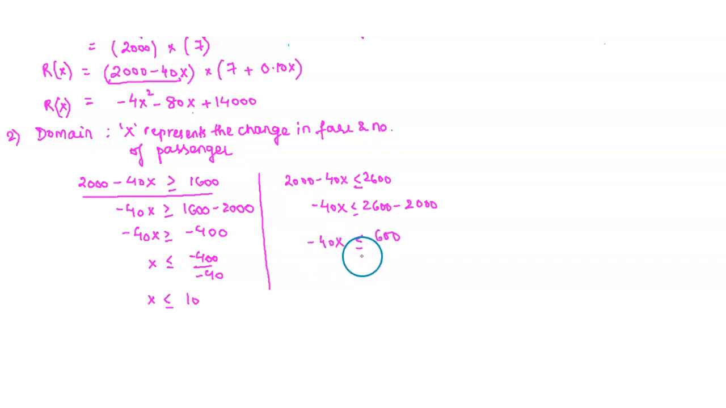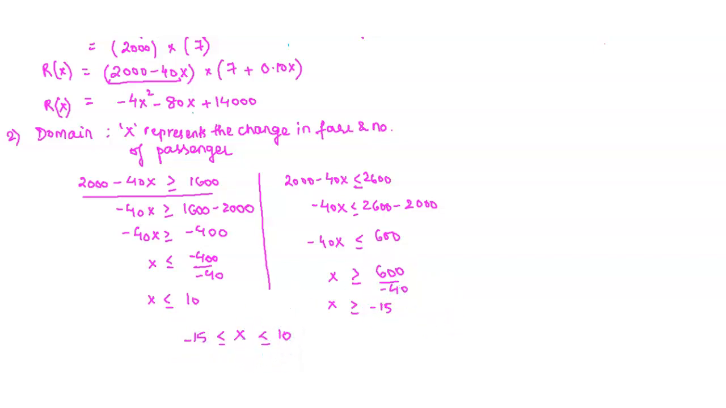Again, I have to divide by a negative number, so this sign is going to flip. When the sign flips, this is how it looks. It's 600 divided by negative 40, and that gives me x should be greater than negative 15. So combining these two results, my lower limit on my domain is negative 15 and my upper limit on the domain is positive 10. I've got my domain.